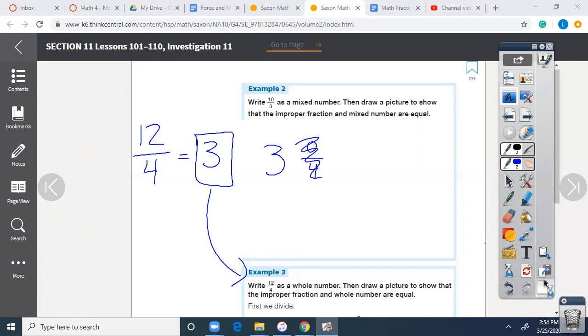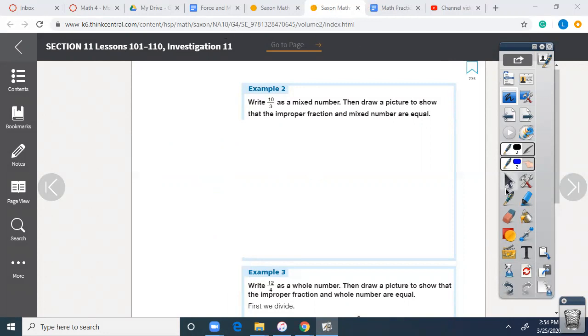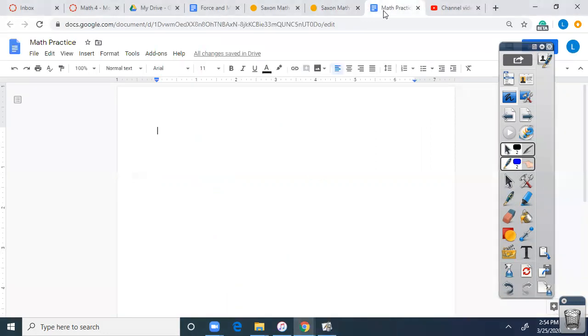All right, if you have your book, we're going to go over the lesson practice together. If not, it's okay. I will write what we're doing on the board.